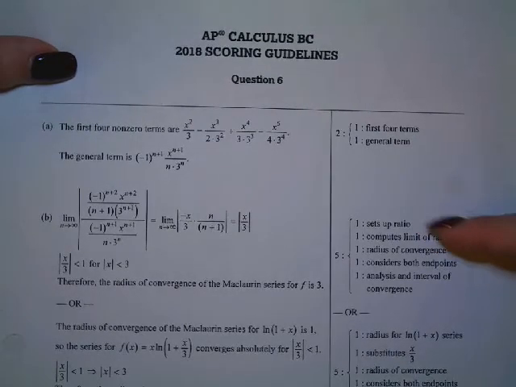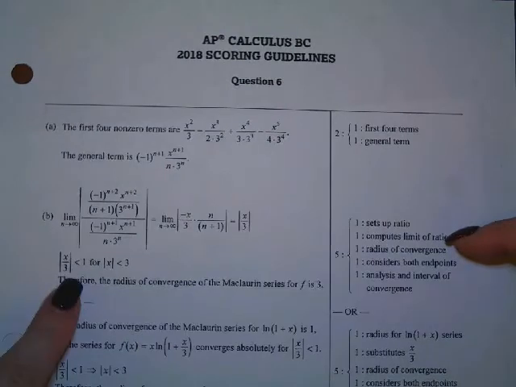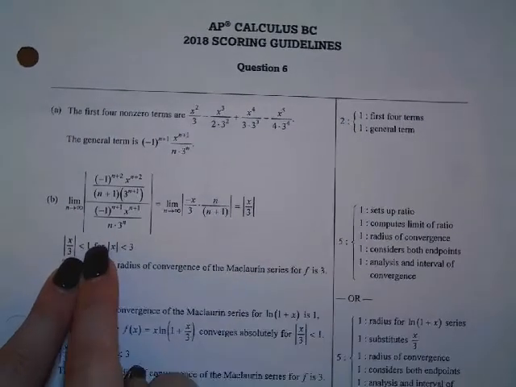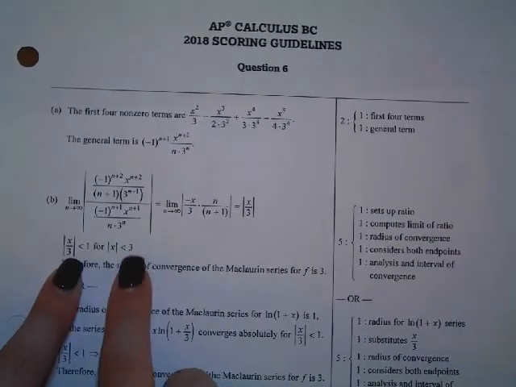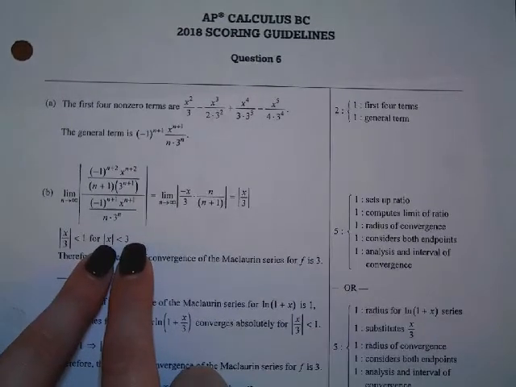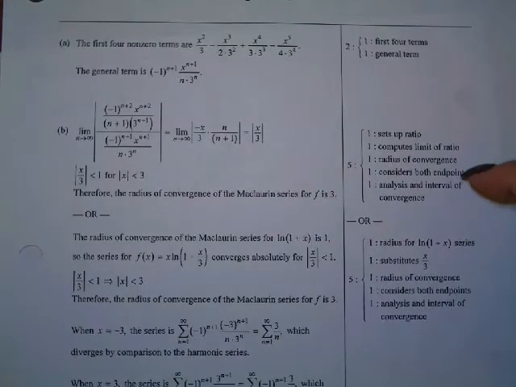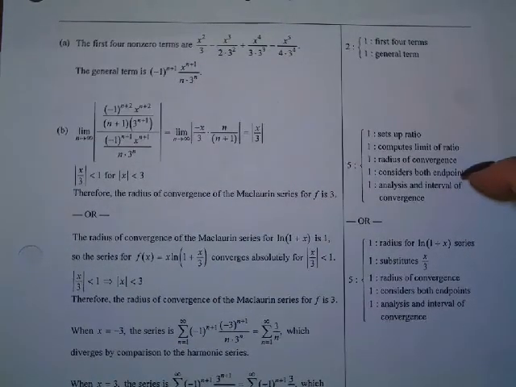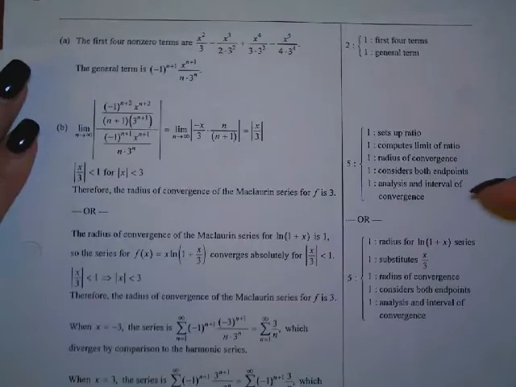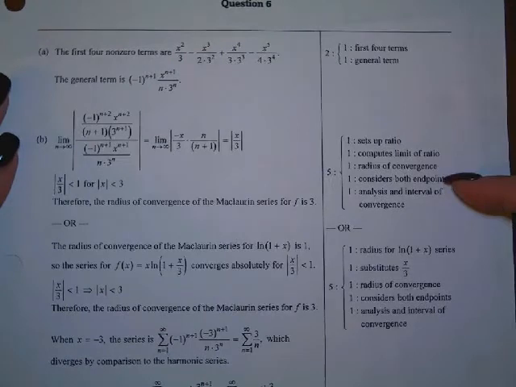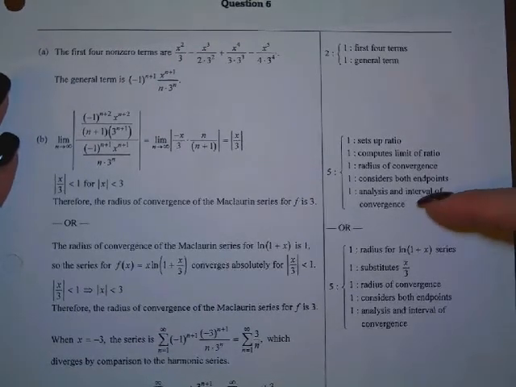So setting it up and then getting the limit of the ratio, that having the absolute value of x over 3. And then knowing that the x over 3 is less than 1 for your convergence and multiplying the 3 over and figuring out that the radius is 3, that's another point. Okay. After that, considering both endpoints, so the work that I did to consider -3, the work that I did to consider 3, and then the analysis and interval. So that means if you considered the endpoints and you did it wrong, you still get the point for considering them. Does that make sense? And then you get 1 point for actually getting it right.